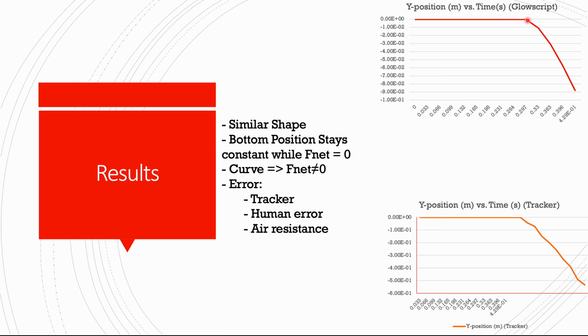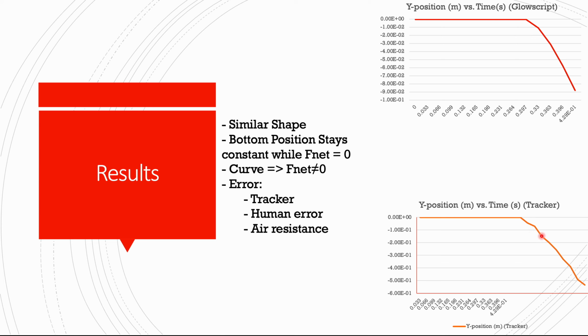And then in the curved section, this is when the only two forces acting on the system are the force of drag and the force of gravity. So this is why there is a net force acting at this time, and hence there is an acceleration downwards.